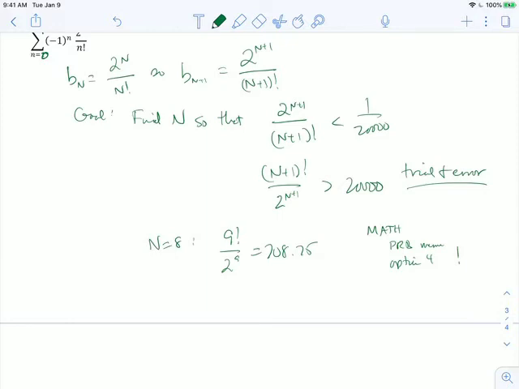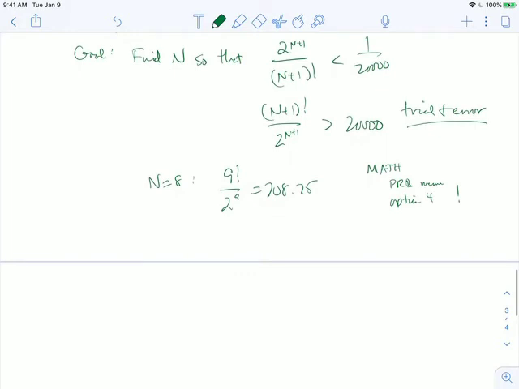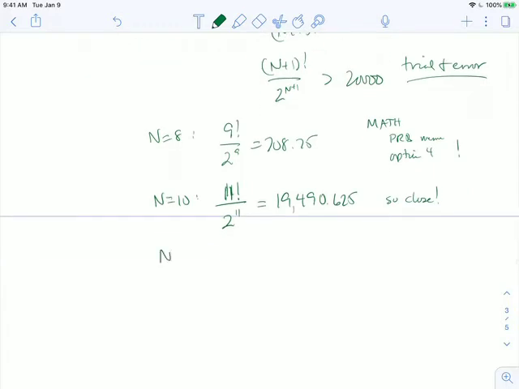Well, back to our work here. When n was equal to 8, I got a number that was well less than 20,000. So I'm going to step it up by more than 1 and see what I've got here. I'm going to go up to 10 and see what 11 factorial over 2 to the 11th is equal to. And according to my research, I got 19,490.625. So close, but not good enough. So n equals 10 isn't going to work, but I feel pretty sure at this point that n equals 11 will do the trick.